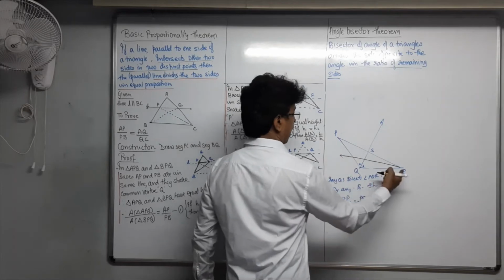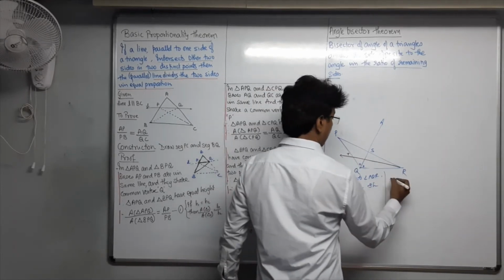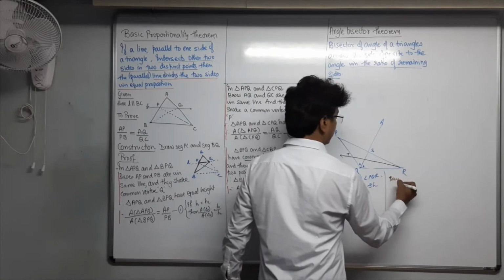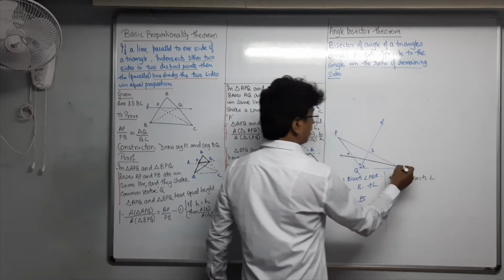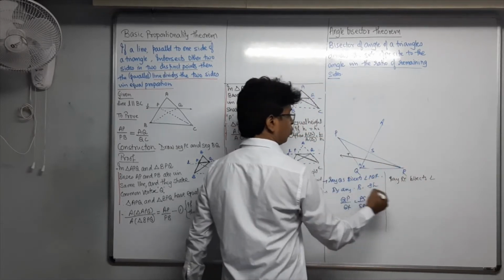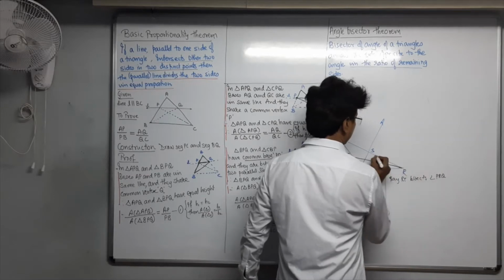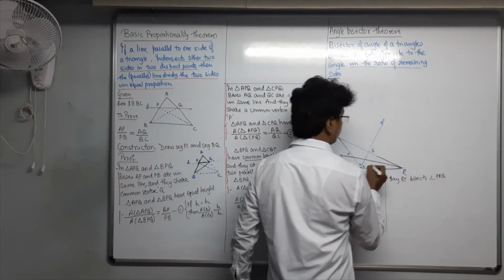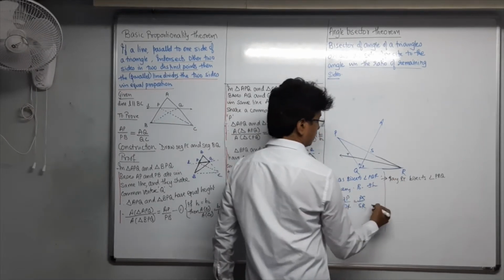Fine. R, T. Now here what happens? Ray RT bisects which angle? PRQ. Angle PRQ. Remember, this has to be in middle. It is bisecting angle PRQ. This is given. This condition is satisfied.